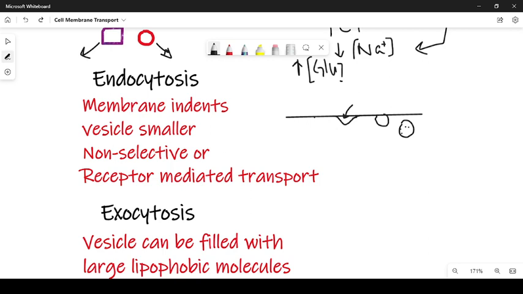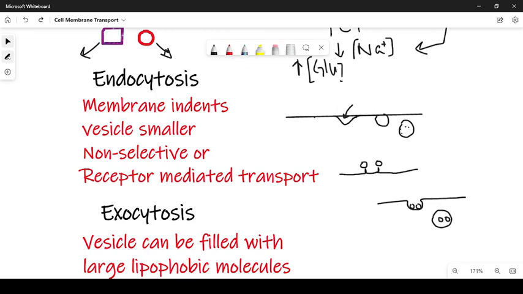While receptor-mediated endocytosis exposes receptors on the membrane, and then the ligand binds. As it binds, it makes an indent in the cell membrane, and with the receptor and ligand in the vesicle, it gets endocytosed into the cell. So that's how endocytosis works.